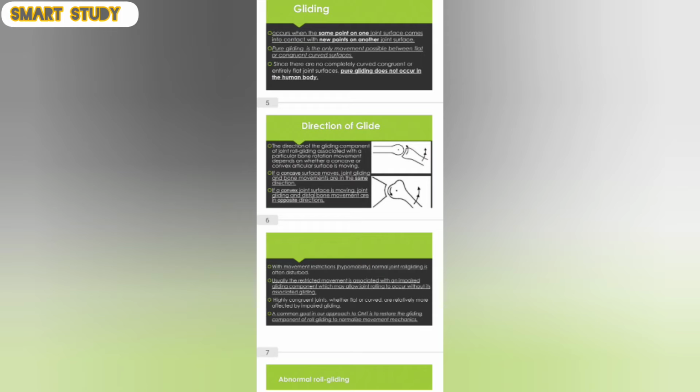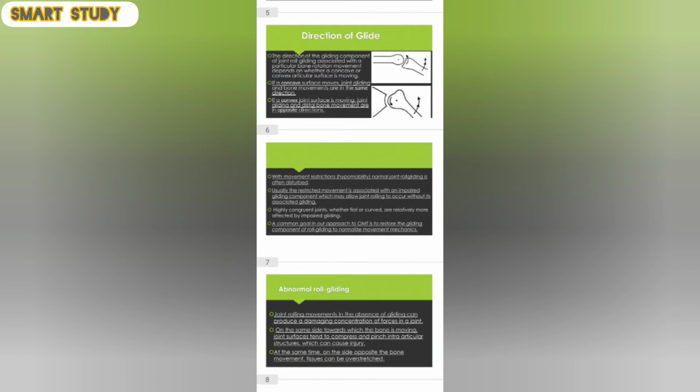The direction of the gliding component of joint roll gliding associated with a particular bone rotation movement depends on whether a concave or convex articular surface is moving. If a concave surface moves, joint gliding and bone movement are in the same direction. If a convex joint surface is moving, then joint gliding and distal bone movement are in opposite directions.